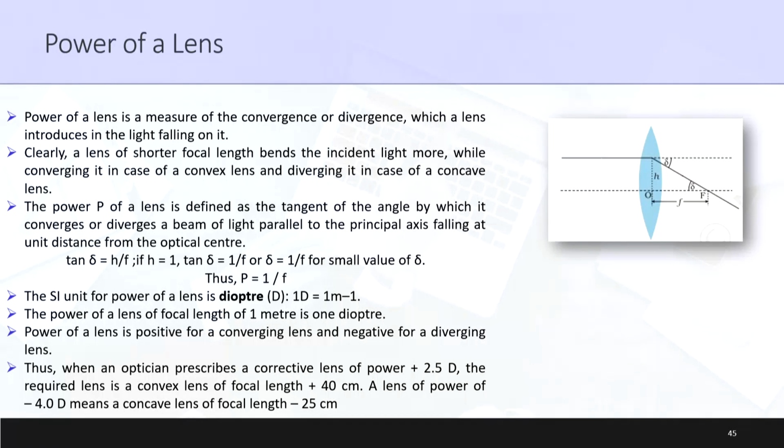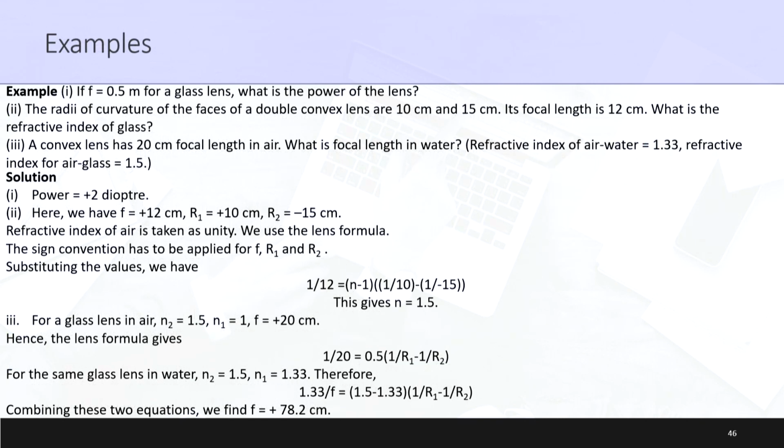Okay, so this was the power of a lens. Power of a lens is a measure of the convergence or divergence which a lens introduces in the light falling on it. So, power is nothing but 1 by f, as you can see, and its unit is diopter. So, the power of the lens is in diopter. Okay. So, all these things are already explained to you. Moving on to another concept. These were the examples which were explained to you in the last lecture only.